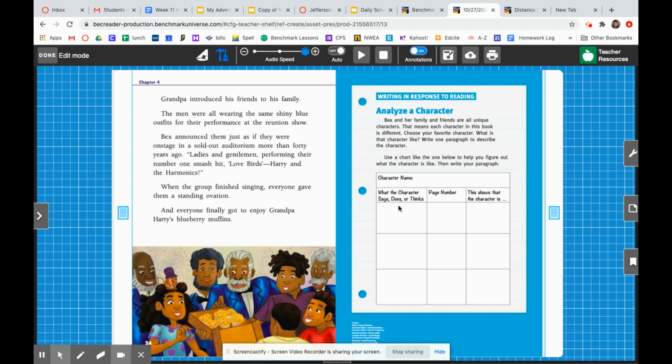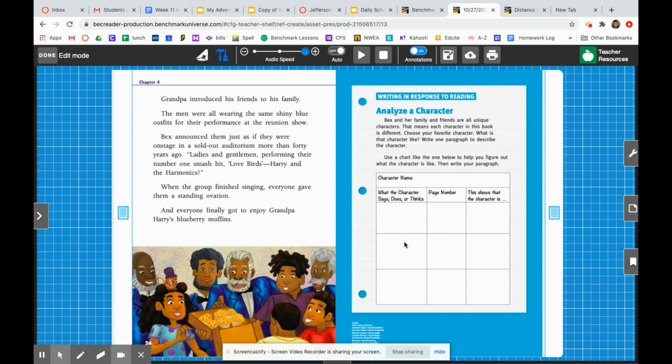This is more specific, and this is more of what I want you to do: use a chart like this one. You can draw it in your notebook on a clean sheet of paper and figure out which character is your favorite and what the character is like, and then write your paragraph. So it's basically the same thing that we've done in the past.